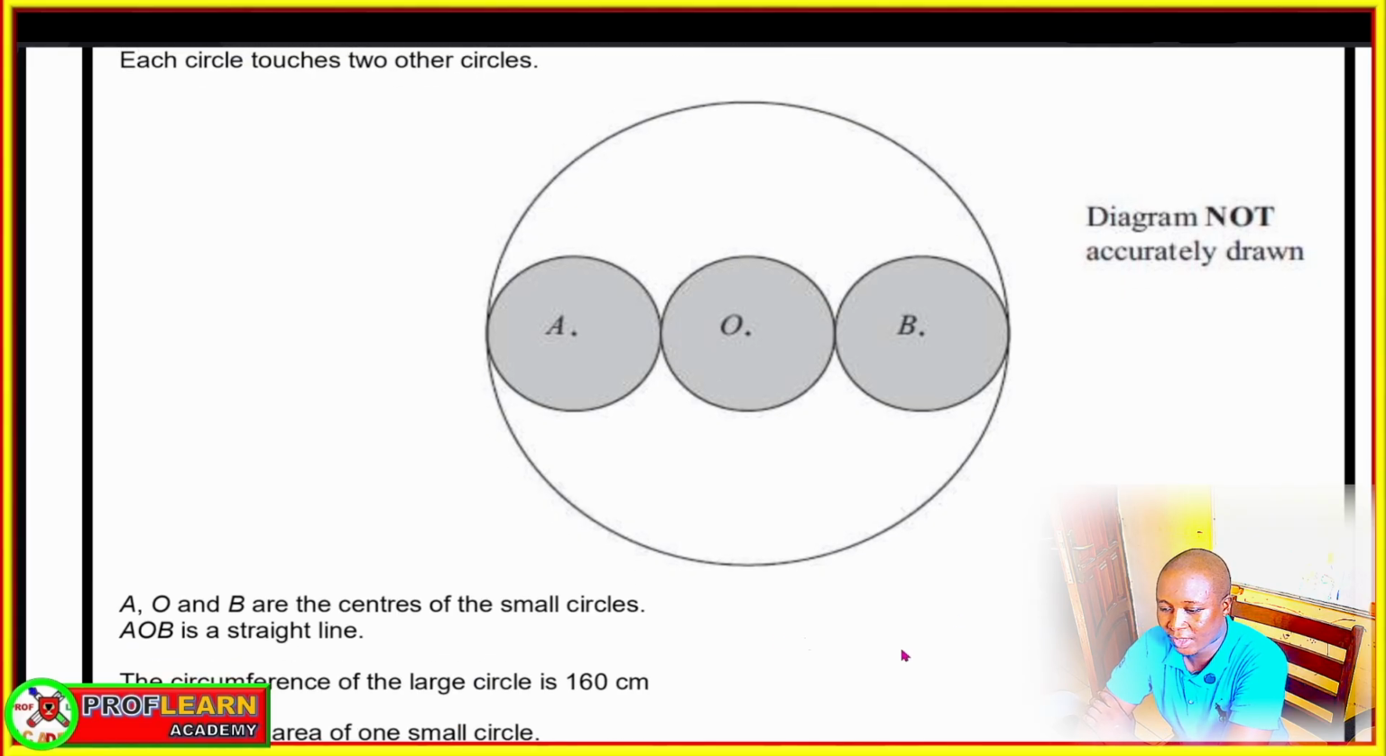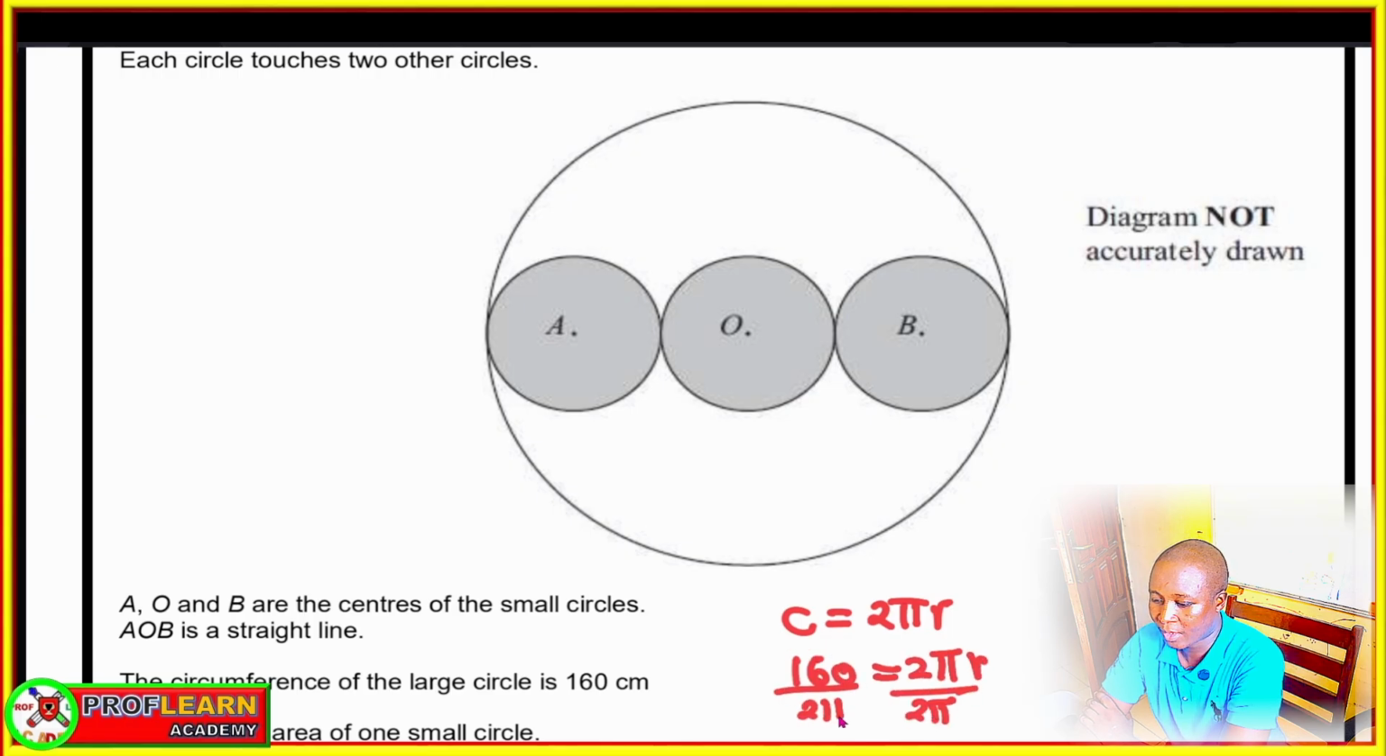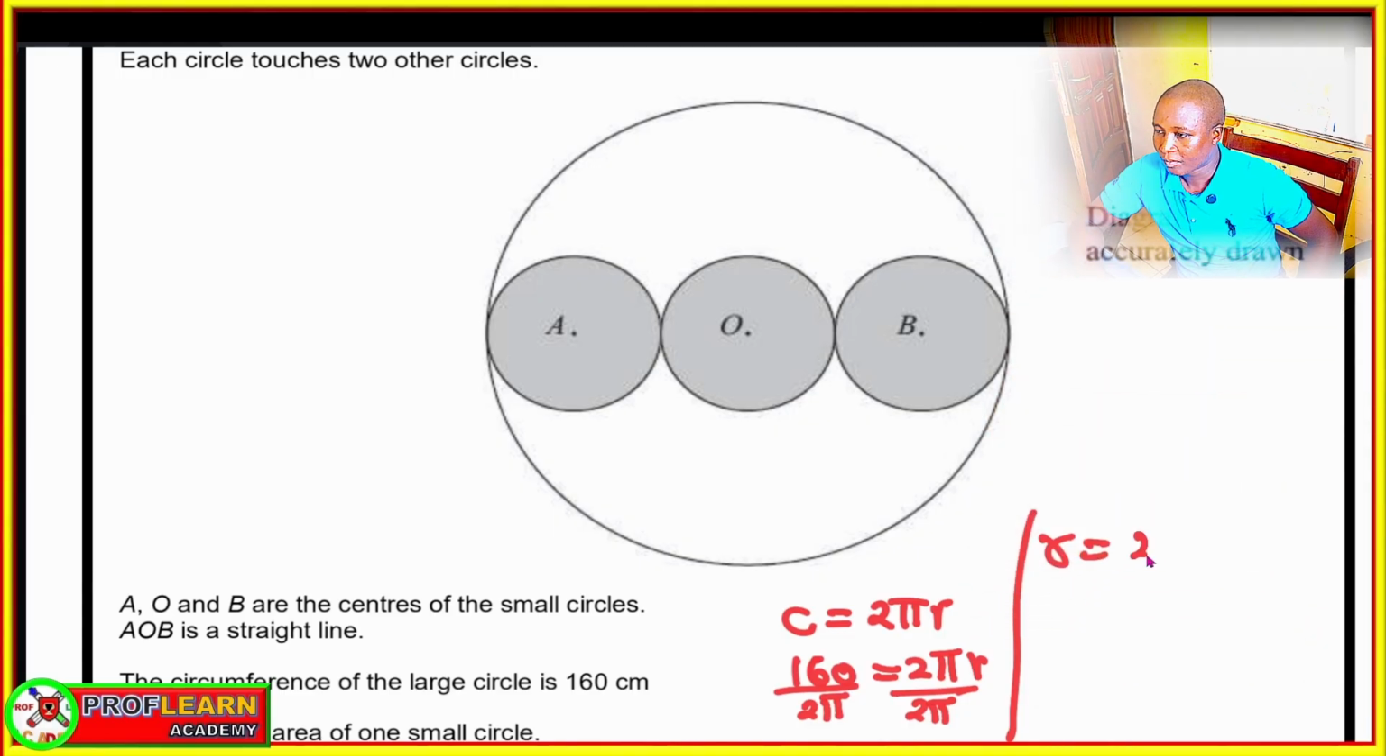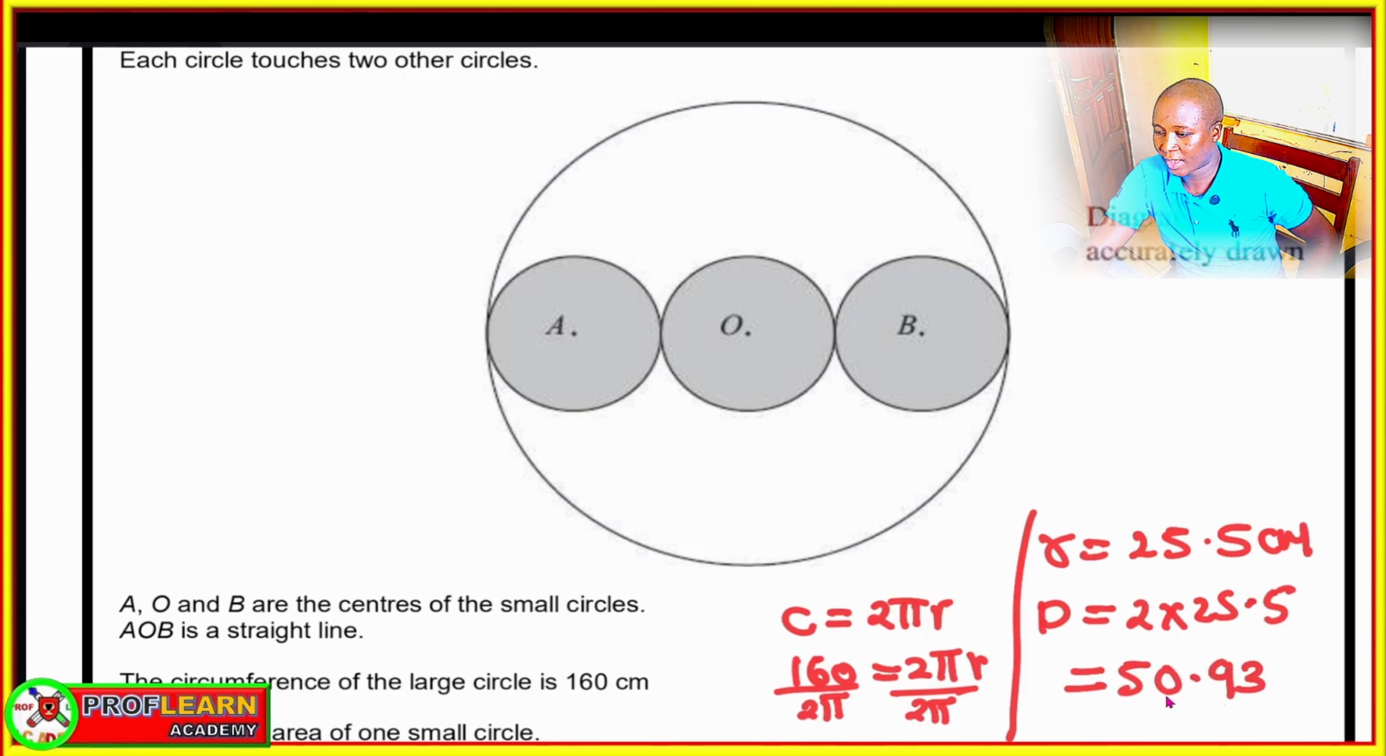So let's first go ahead and say circumference. I'll correct that. Circumference is 2 pi r, and that is going to be 160. Divide by 2 pi on both sides. The radius of the big circle is going to be 25.5. Then for me to get the diameter of the big circle, it will be 25.5 times 2, which is going to be 50.9.